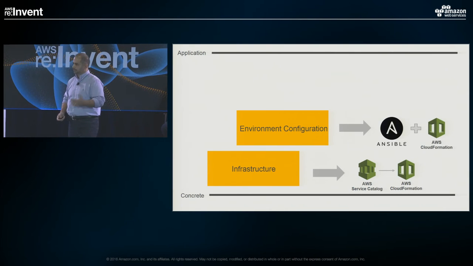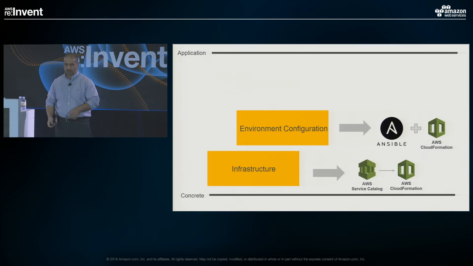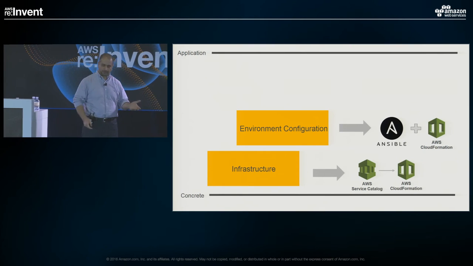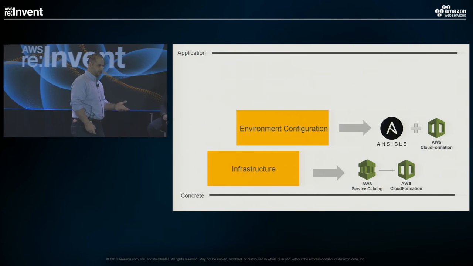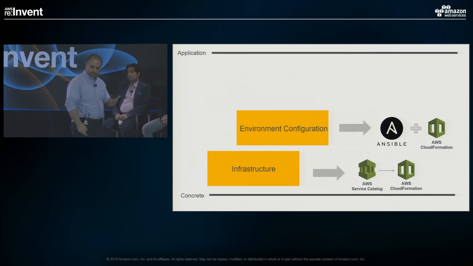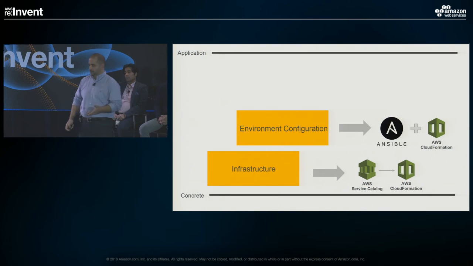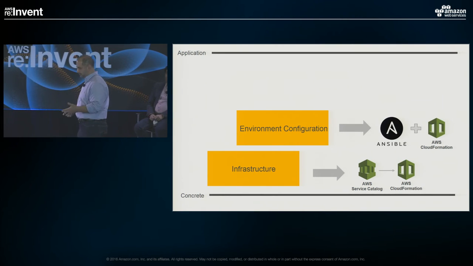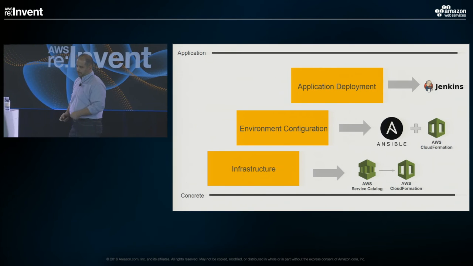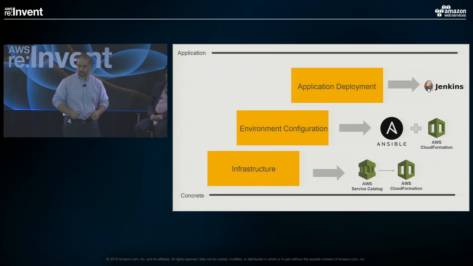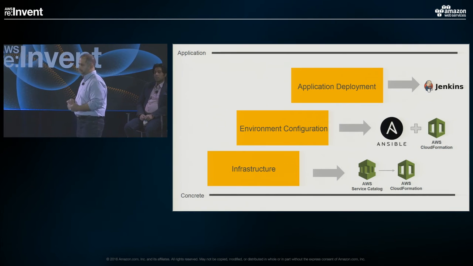The next stage is the environmental configuration, or what we refer to as config management. So you have a config management layer. In terms of Wiley, they picked Ansible and CloudFormation user data to build the environment. And last but not least is the application deployment piece, which was Jenkins that they used for deploying an application through Jenkins.